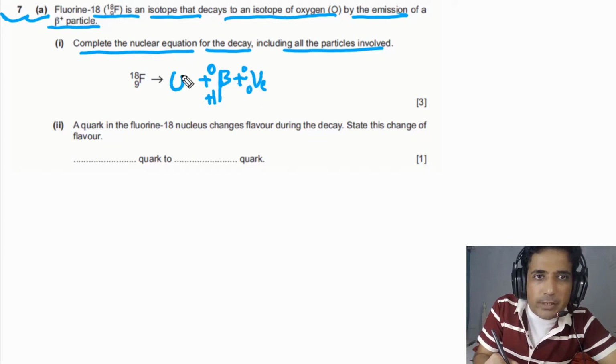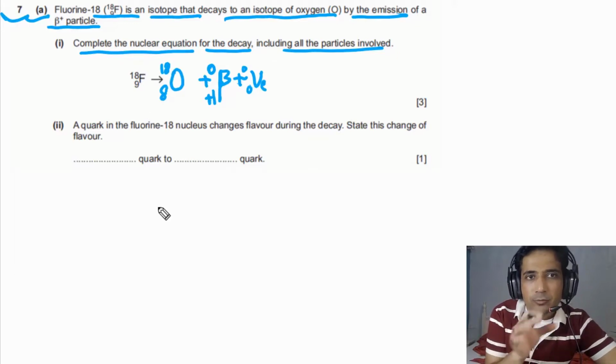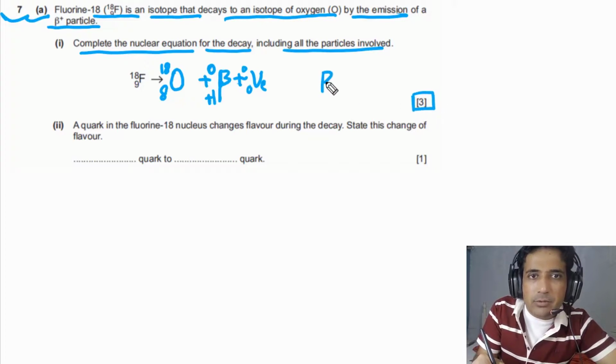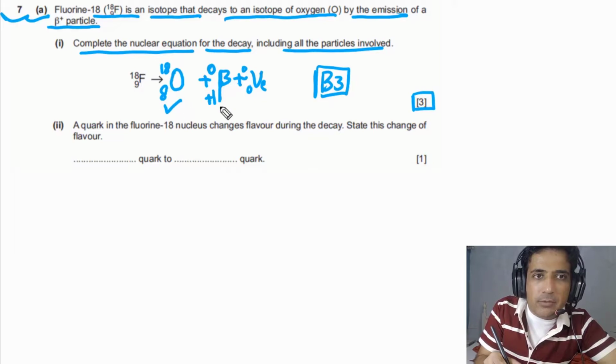Now we can write down atomic number and mass number for oxygen. So you can see here, this is 1. So atomic number here has to be 8. You can see this is 0. This is 0. So it means the mass number of oxygen isotope has to be 18. So if you write down these 3 points, you will get 3 marks. And these are 3 B marks. I mean, if this is correct, you will get 1 B mark, second B mark, and third B mark.